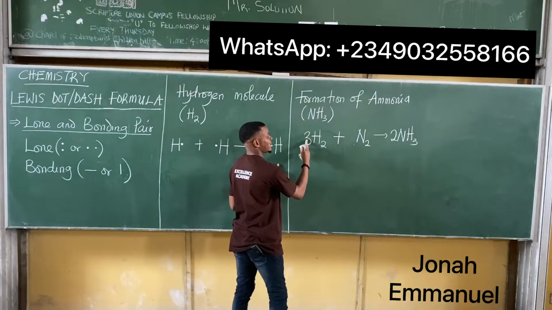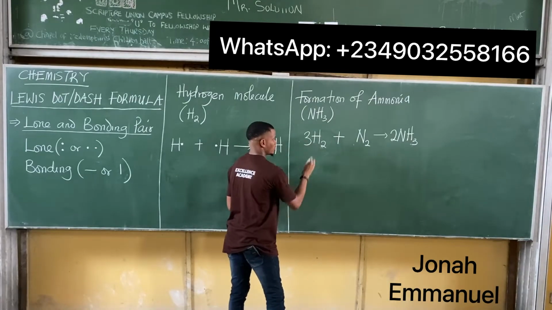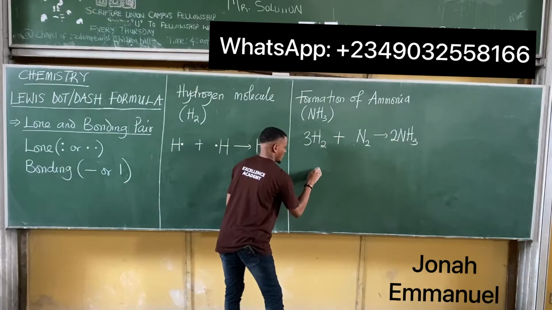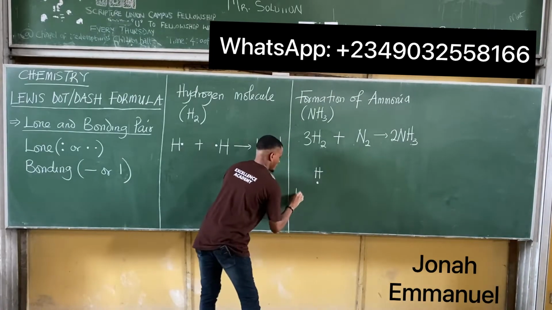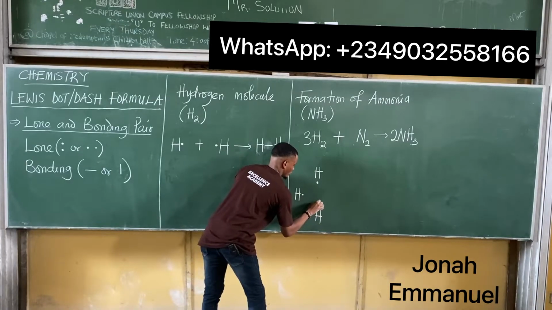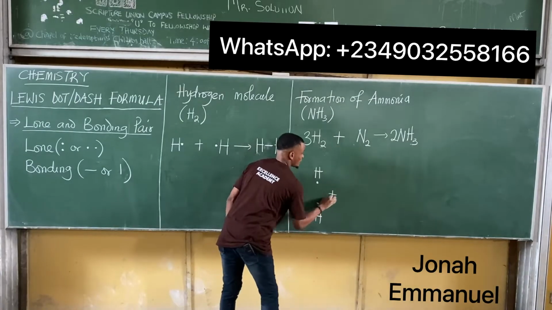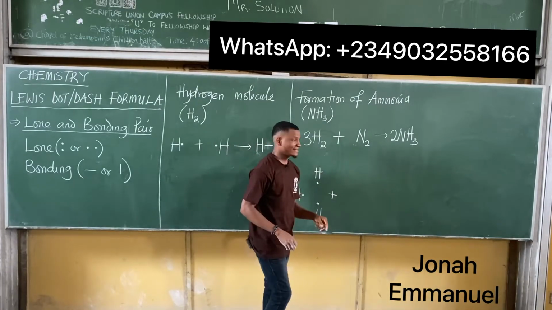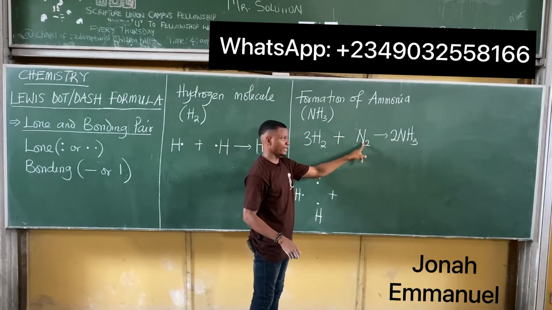So let's get this done. If I'm having 3 atoms of hydrogen, I'll simply get the valence electron for each of them. Hydrogen, I have 1. Hydrogen, I have the second one. Hydrogen, I have the third one. These are the 3 atoms of hydrogen that will combine with nitrogen. My first task is to get 1 atom of nitrogen.